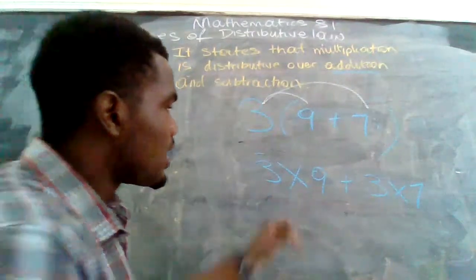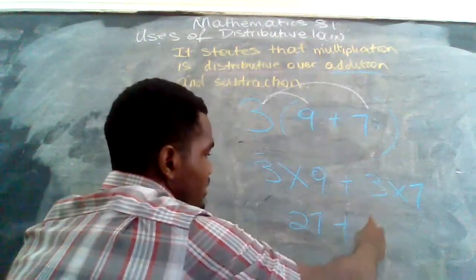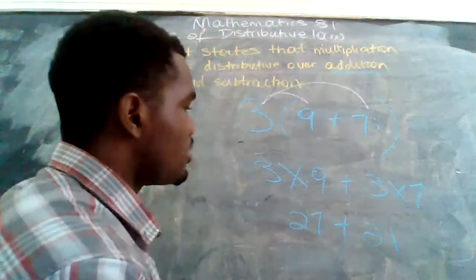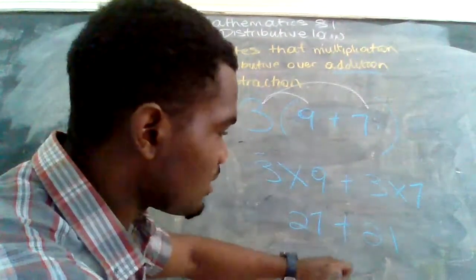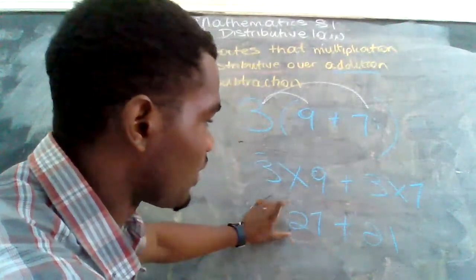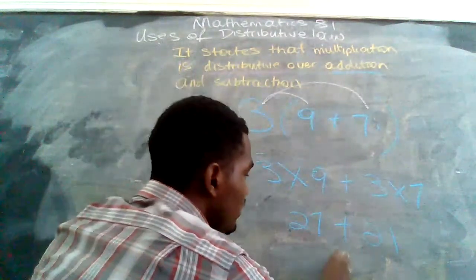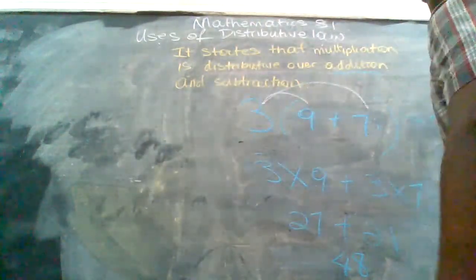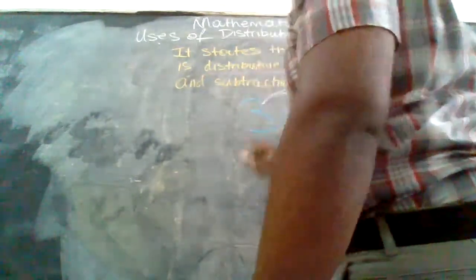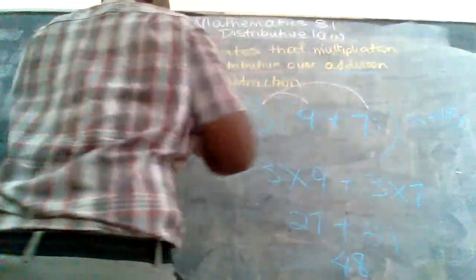So, 3 times 9 is 27. Plus 3 times 7 is 21. Now you just need to find out what's 21 plus 27. So you can do a simple trick. You add the first digits of the two values. So 2 plus 2 is 4, 7 plus 1 is 8. That means the answer is 48. So the answer to this question is 48. Now that you understand what distributive law is, we're going to look at the uses of distributive law.